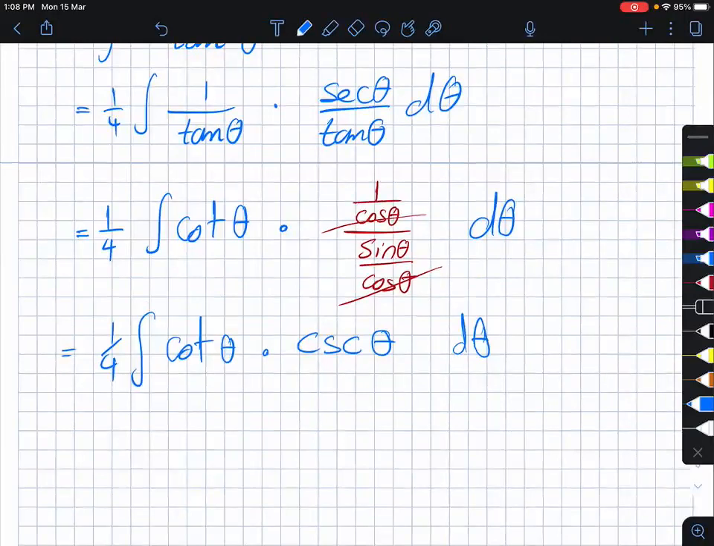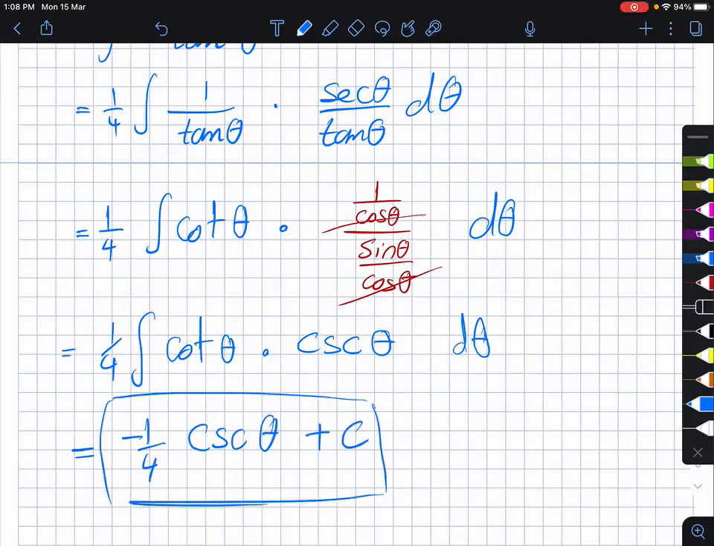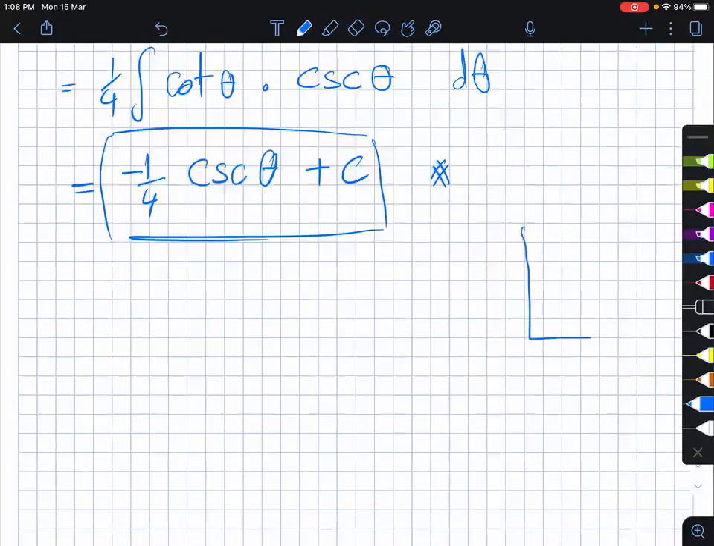You know what's the derivative of cosec theta? It's negative cosec cotan. So we can now say, what's the antiderivative or the integral of cosec cotan? The positive one is negative cosec. So it's negative 1 over 4 cosec theta plus c. Okay, this is in terms of theta. Now draw here our triangle.